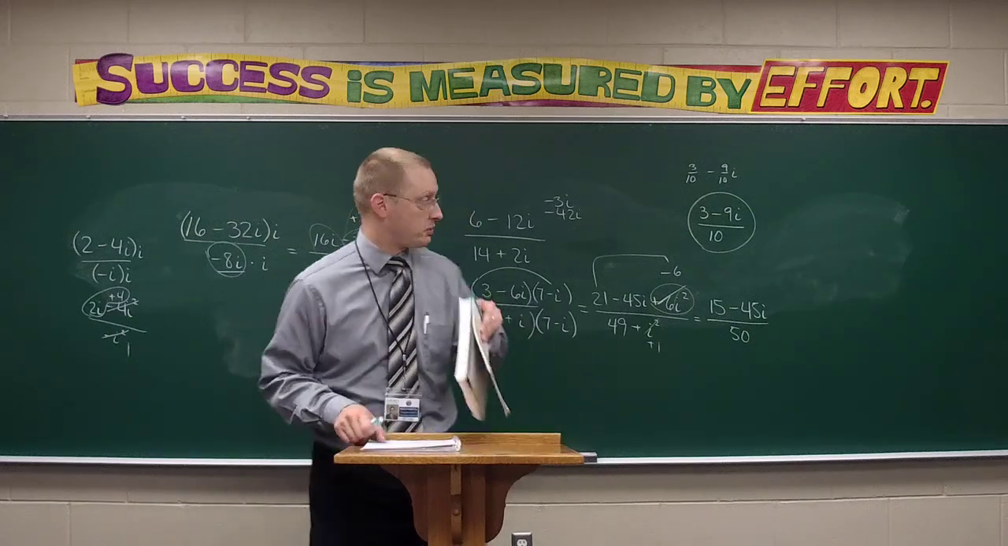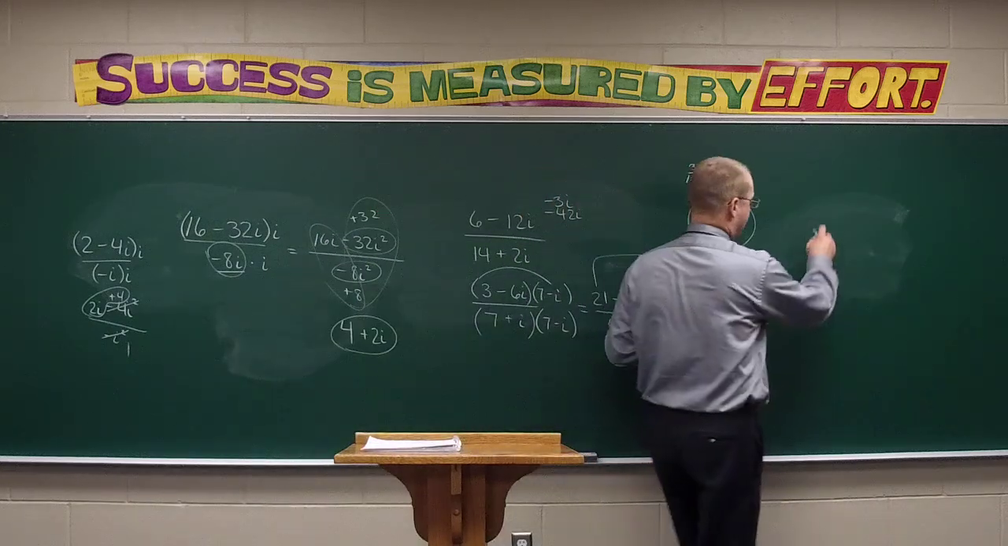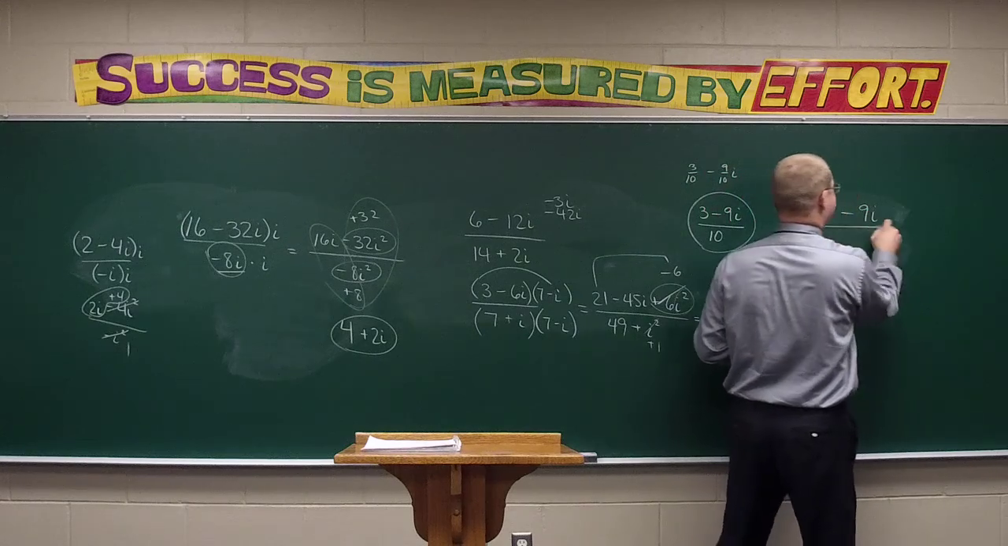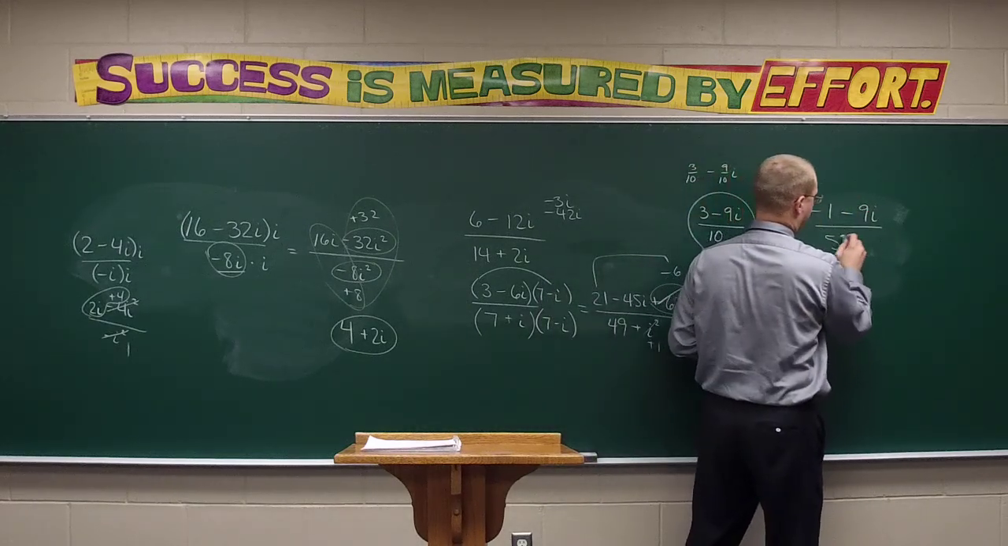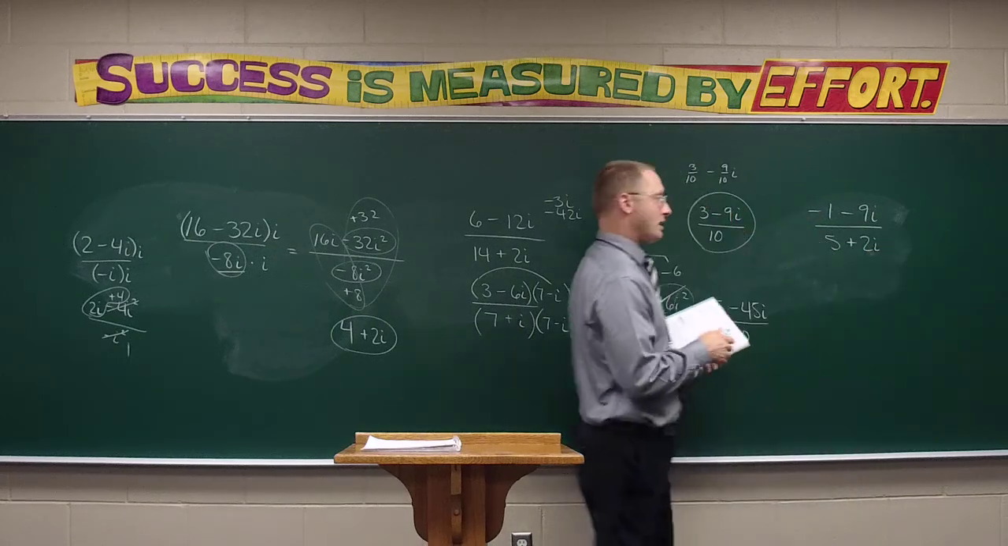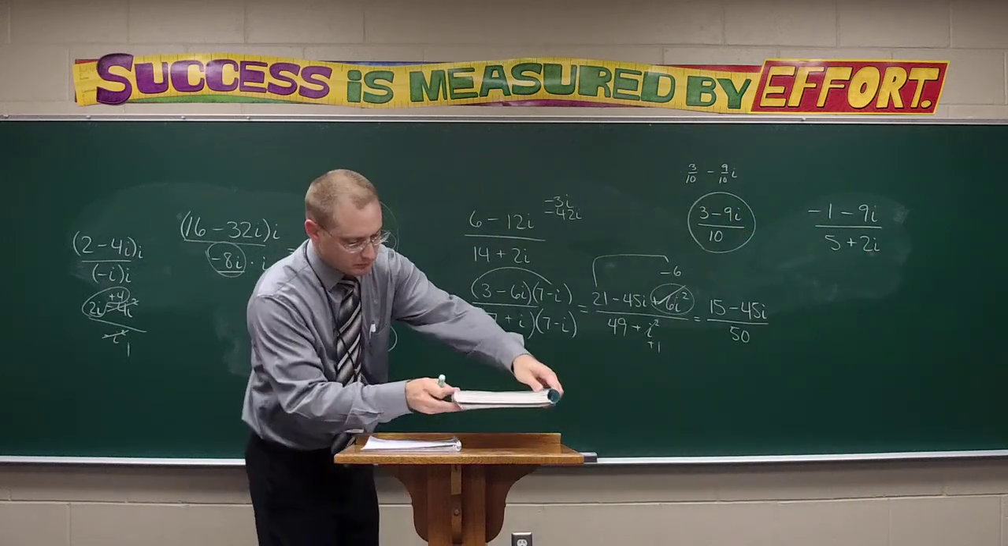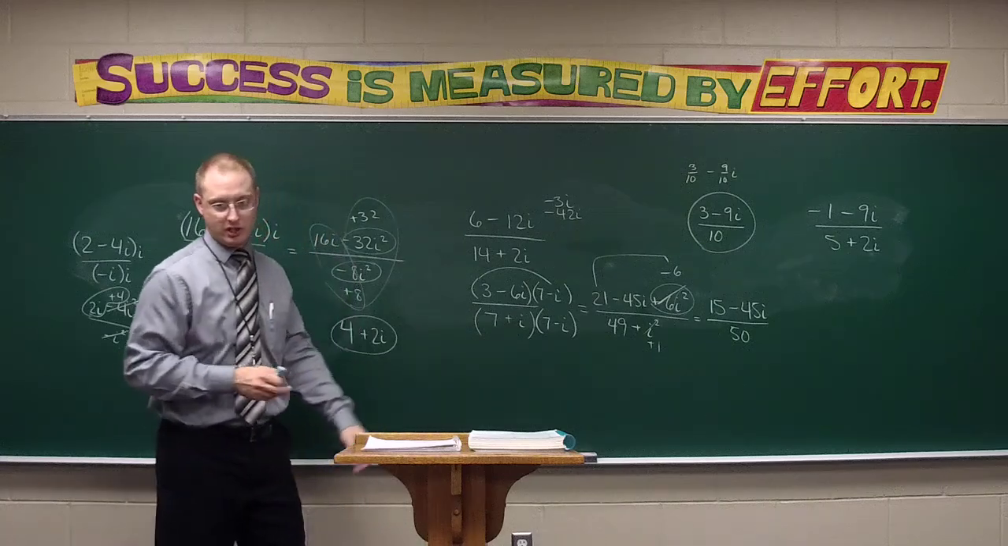Well, let's take a look at the last one that you had for homework. That was number 38. We have a negative 1, negative 9i. Again, it is okay to have leading negatives when you're dealing with complex numbers because you got to put the real before the imaginary. All being divided by 5 positive 2i. What do we got to do here, Genesis?